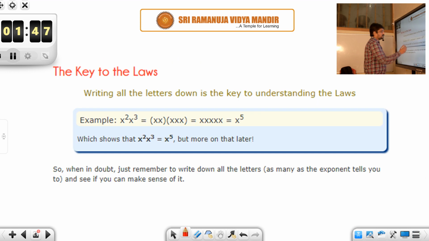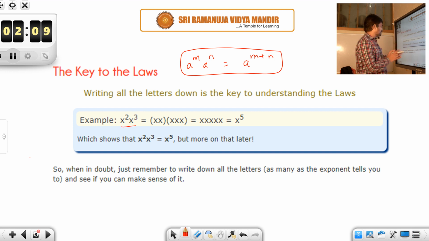Let's see some laws. Okay, x square into x cube. This is in the form of a power m into a power n, which we have discussed in our previous class. This we could write as a power m plus n. That is, the exponents get added up whenever the base is same. And if you are trying to multiply two numbers in exponent form where the base is same, then the exponents get added up simply. Base would remain the same.